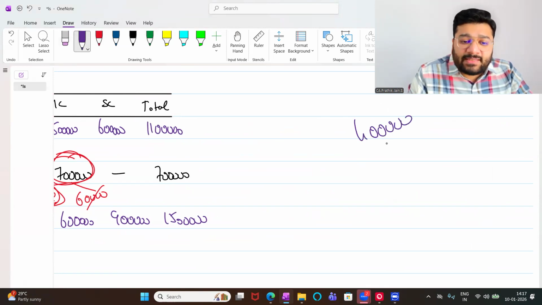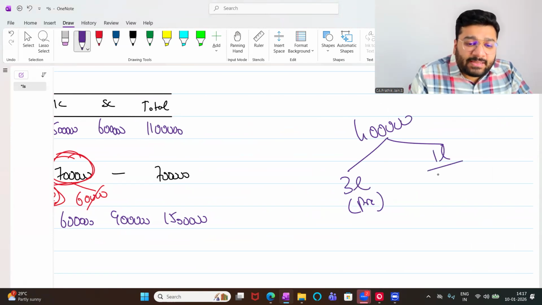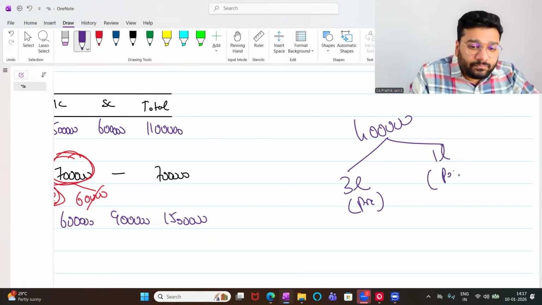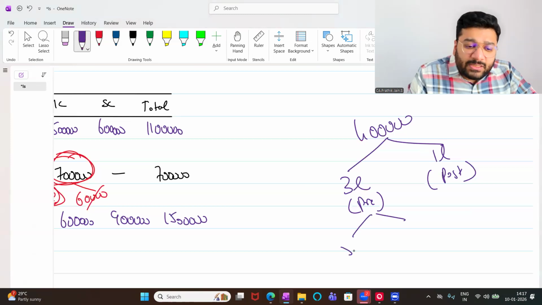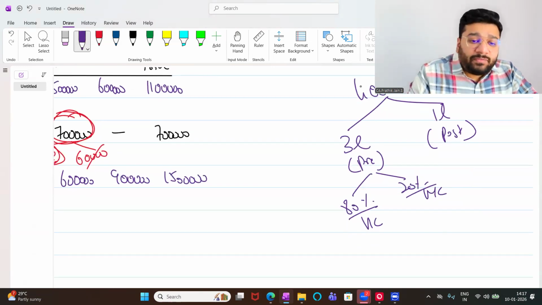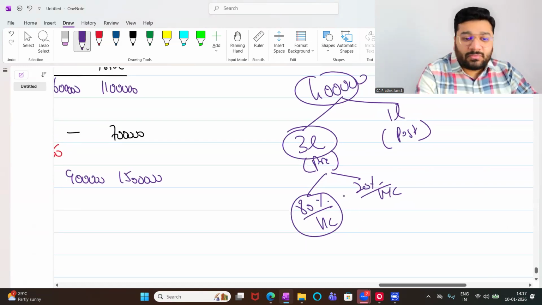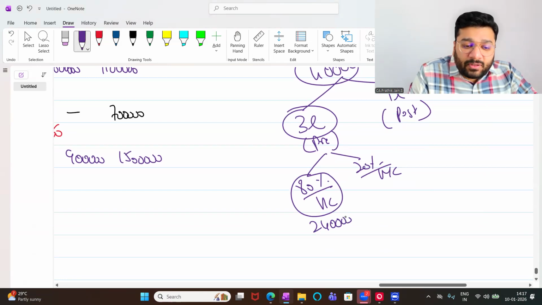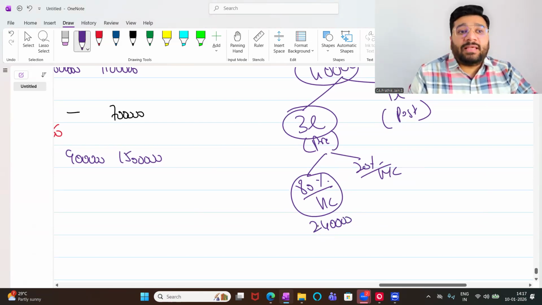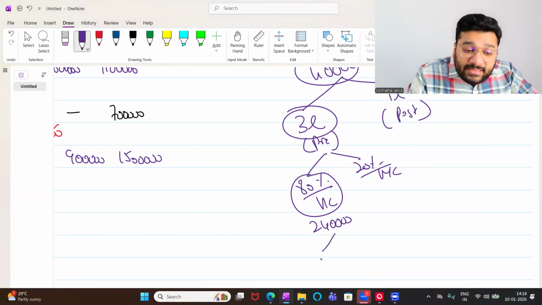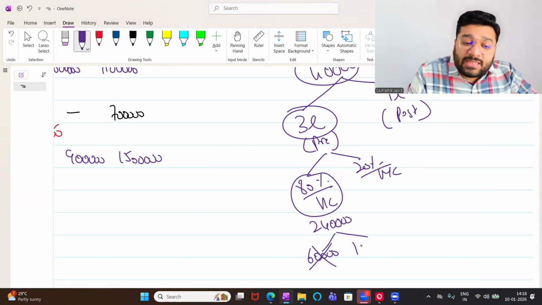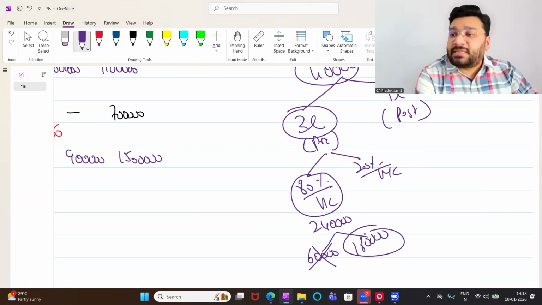4 lakh is total reserve and surplus. In that, 3 lakh is pre-profit and 1 lakh is post-profit. 1 lakh, don't touch now. In that, how much belongs to majority interest? Holding company 80%, 20% to minority. So out of this 4 lakh, I'm touching 3 lakh. Out of the 3 lakh, I'm touching the 80% as of now. How much is it? 240. So in this 240 of reserve and surplus, how much is knocked off against the investment? 60,000. Remaining is 180, which I'm transferring to capital reserve.